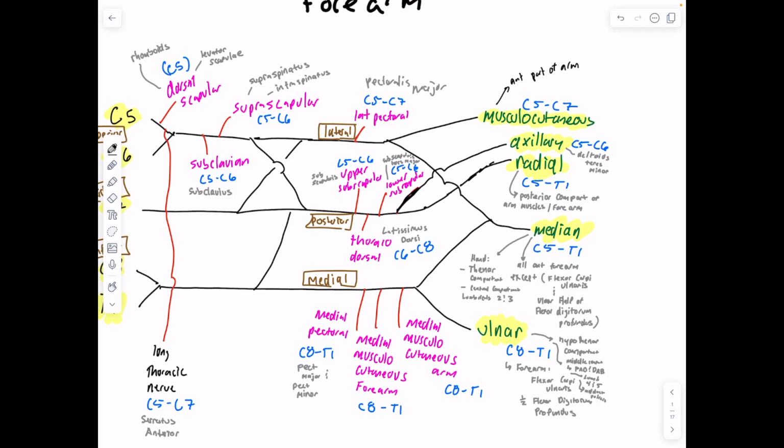The radial nerve is going to be the posterior compartment of the arm muscles and forearm. These two are really nice because we can think about the compartments of the arm and knowing, oh, radial is posterior arm. That's half of the arm and forearm, great. And then the musculocutaneous, anterior part of the arm, not the forearm, just the arm.